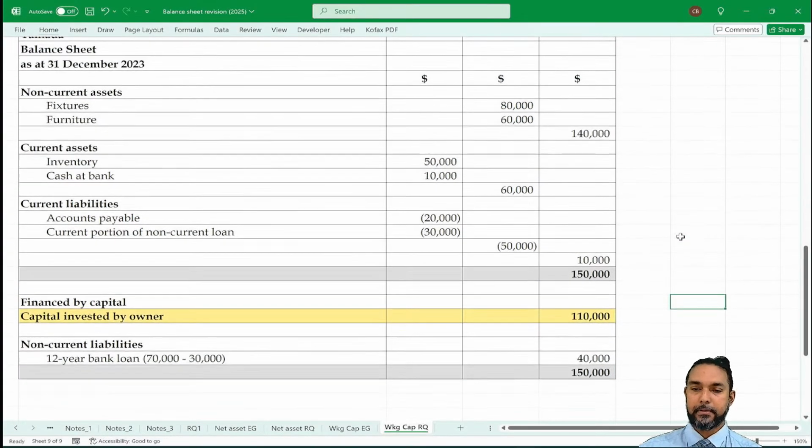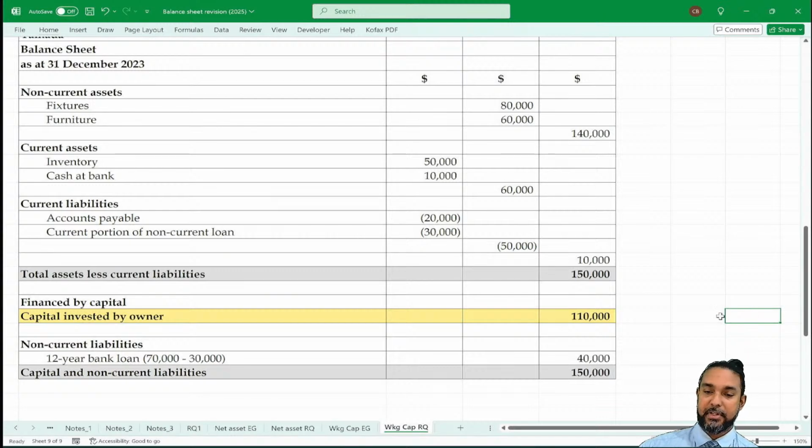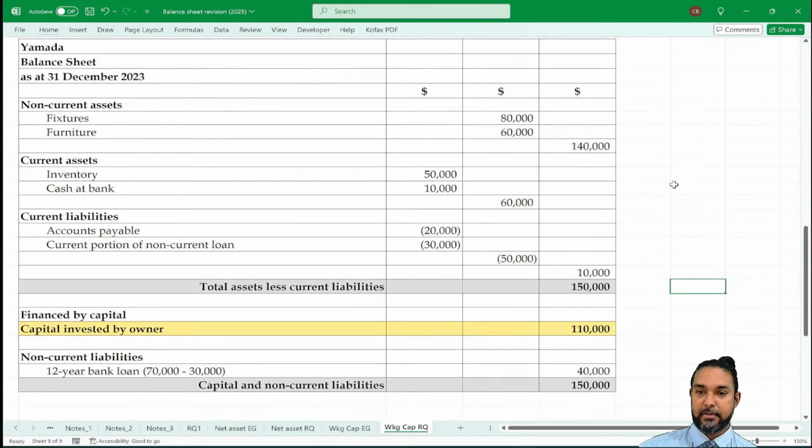All right, cool. Do I have any other lines I could take out? No. All right, so 80 and 60 is 140. 50 and 10 is 60. 20 and 30 is 50. 60 take 50 gives us 10. 140 plus 10 is 150. Right? Now, there's no real label you could put here, but you could put total assets less current liabilities. And down here, this is capital and non-current liabilities. Right, but conventionally, we don't put these labels. But I will just include them so that these spaces aren't just very bare and weird looking, because we are accustomed to having a label for everything, right?